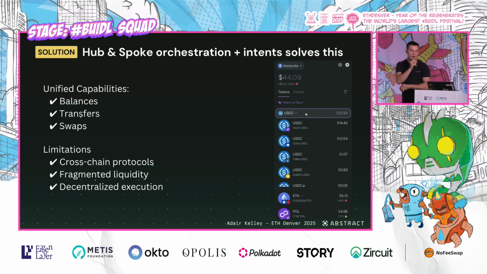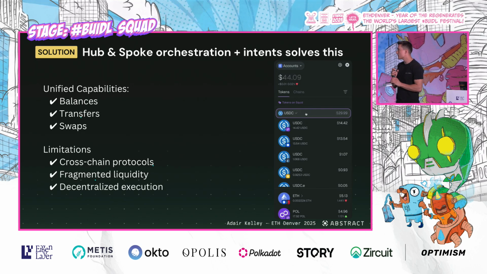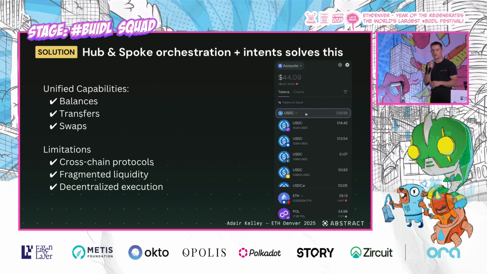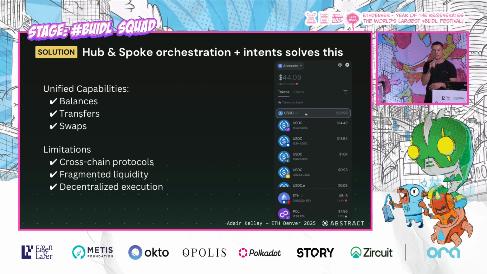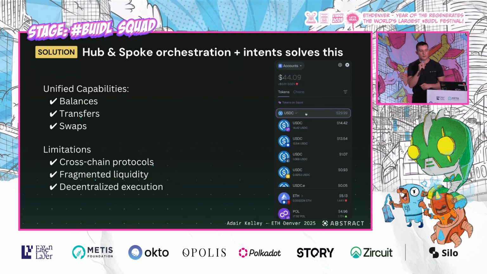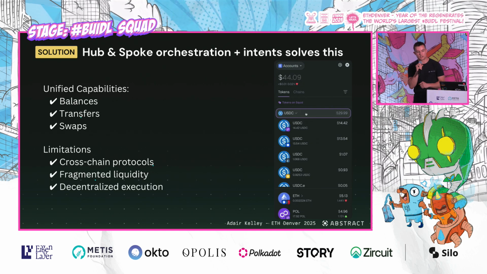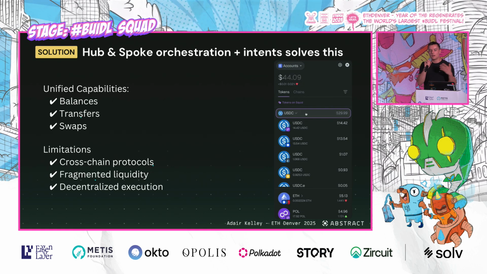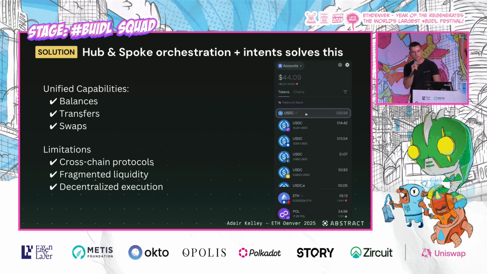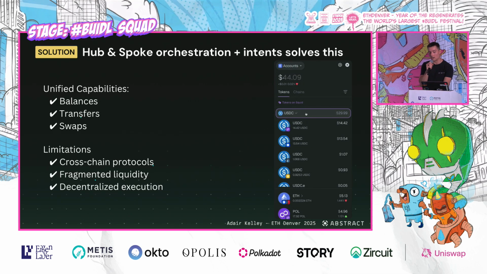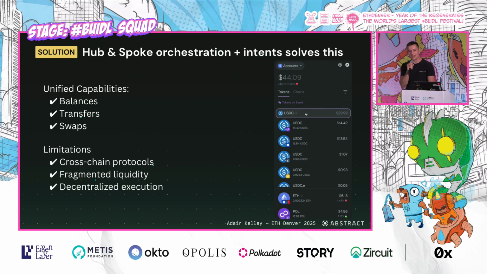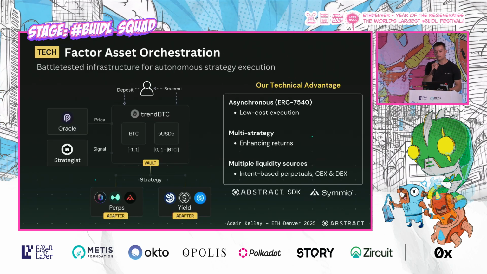So if we go back to our problem at the beginning of the presentation, we know that yes, chain abstraction unifies balances, or allows you to transfer any asset to any other chain, and swap any asset for any other. But yes, it has limitations, though if you combine it with protocol level logic installed on those universal accounts, you can actually build amazing cross-chain protocols, solving for the fragmented liquidity and decentralizing that execution.